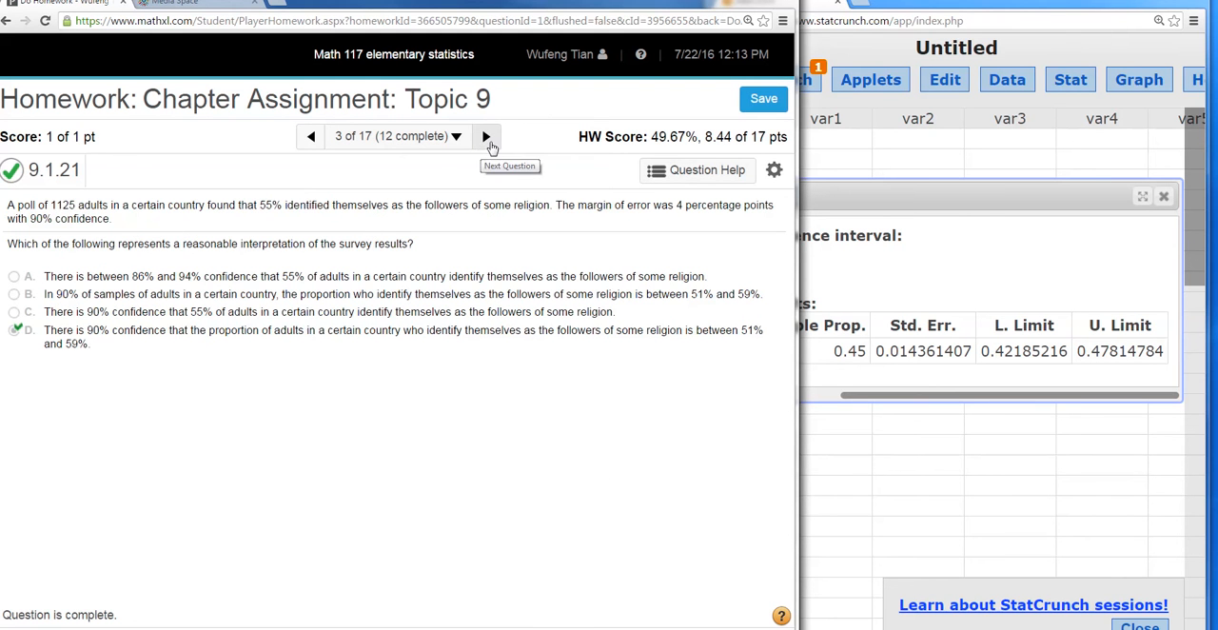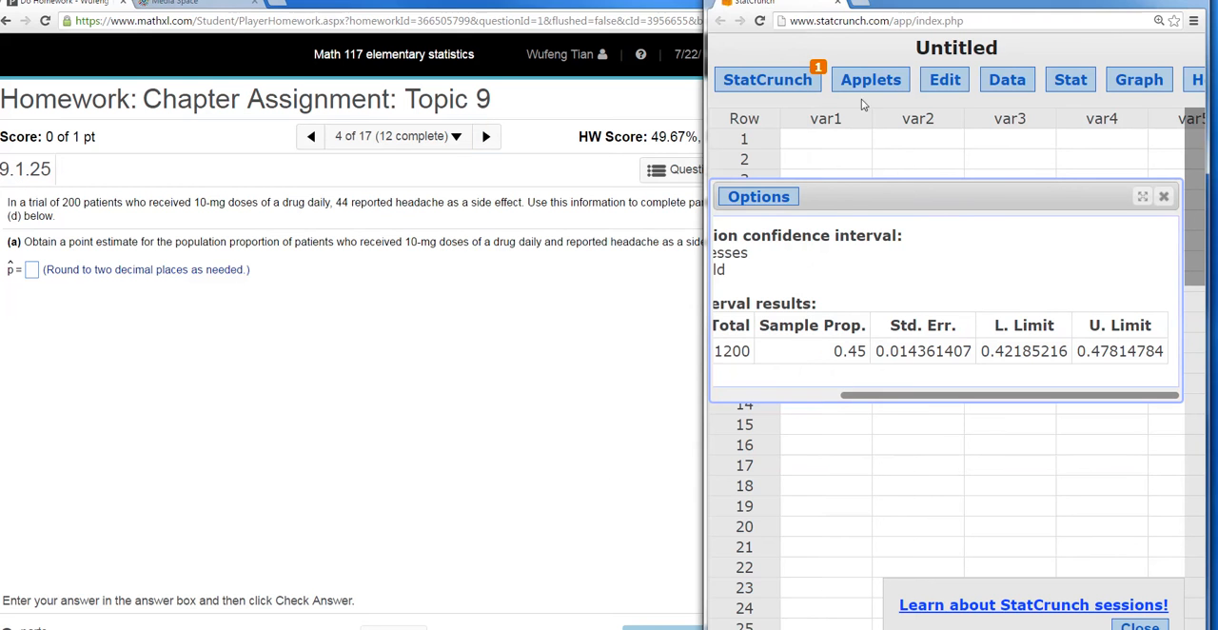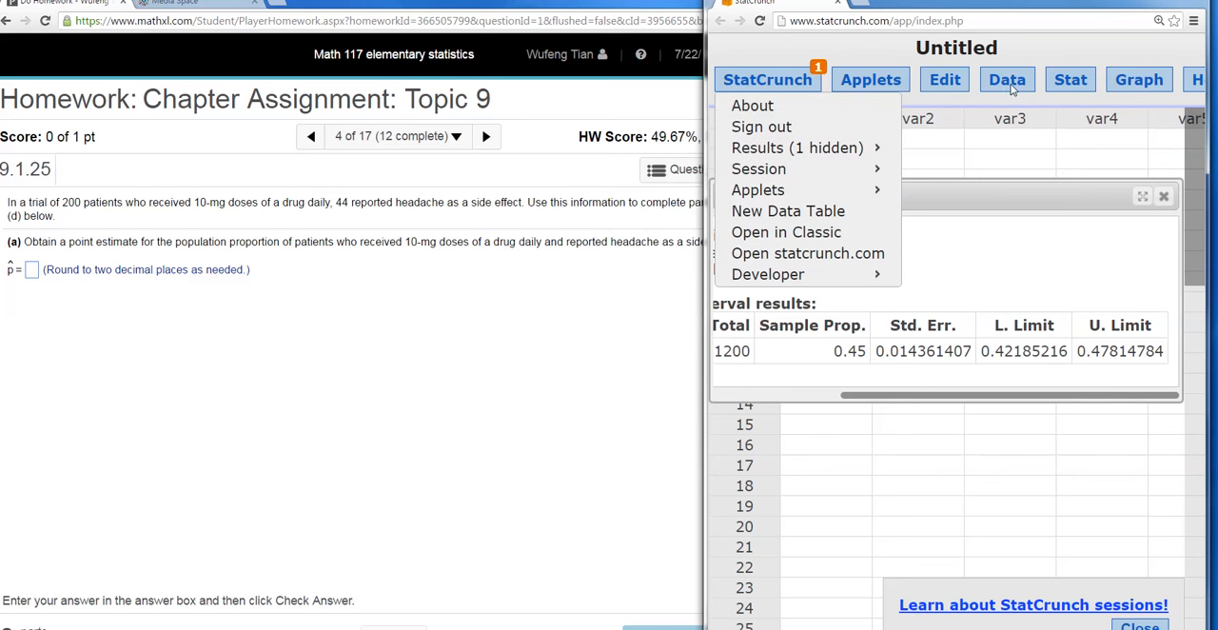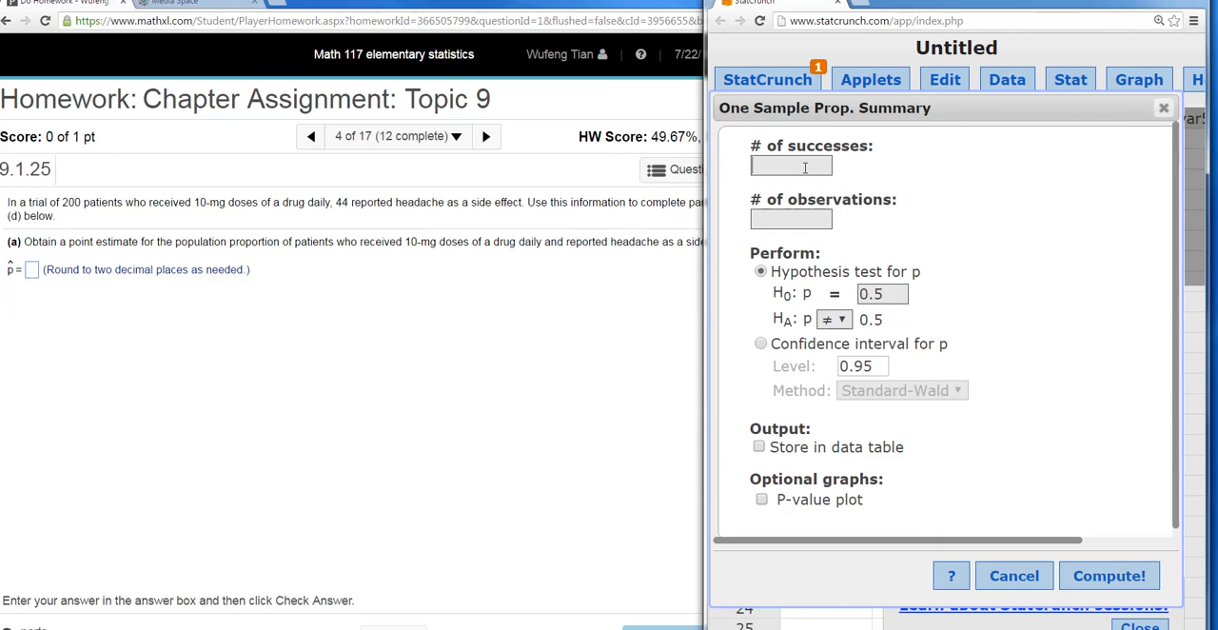That's this one, we can skip it, and the next one is very similar. Sorry, number 2 is, let me see, 24 reported and obtained one estimate receives 10. Okay, so it's about the same. You can try the same thing again. It's exactly the same as the previous one. One sample with the summary. Number of successes 44 has side effects, right? So 200 observations, 95% confidence interval.